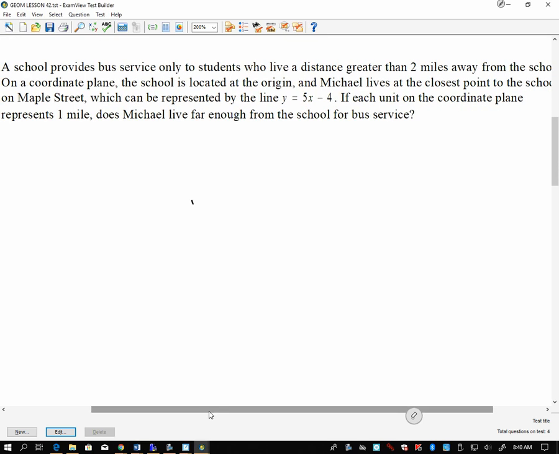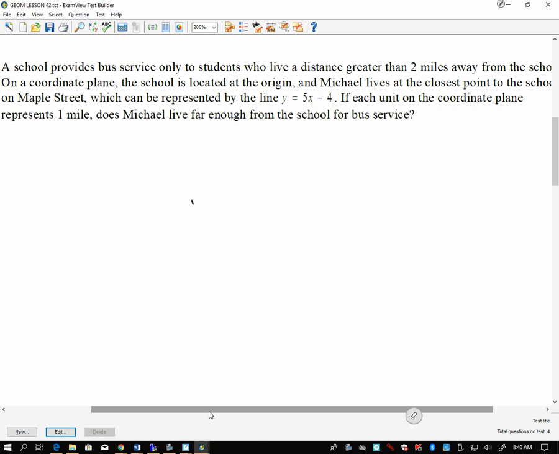A school provides a bus service only to students who live a distance greater than 2 miles from the school. On a coordinate plane, the school is located at the origin, so 0, 0. Michael lives at the closest point to the school on Maple Street, which is represented by the line y equals 5x minus 4. If each unit on the coordinate plane represents 1 mile, does Michael live far enough from the school for the bus service? This question has showed up on a test before.